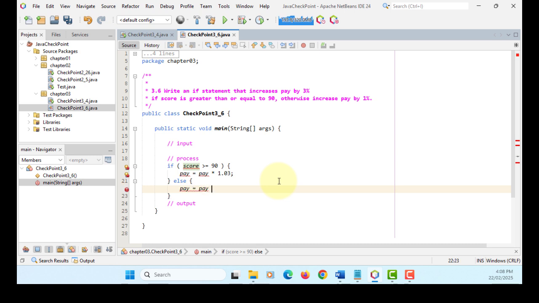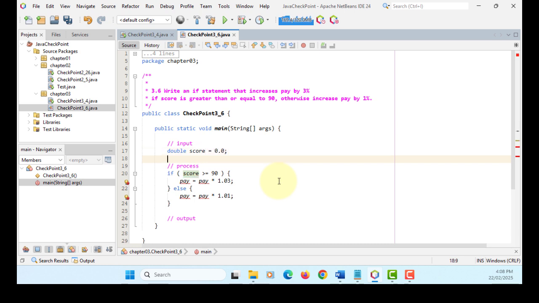Pay multiplied by 1.01. So making sure we can use the score. Score basically here, 95, so it can be double data type with decimal points. So double score, let's say default value 0.0. And pay, of course, the pay should be double.